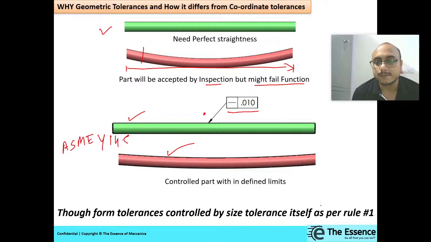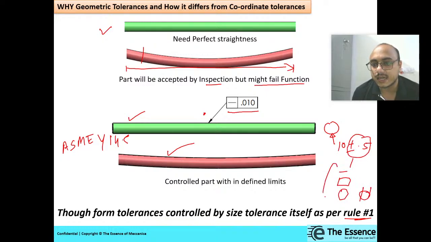ASME Y14.5 says that as per Rule 1, the size tolerance controls the form tolerances. So suppose the diameter is given as 10 plus or minus 0.5. This 0.5 itself controls straightness, flatness, circularity and cylindricity. These are form tolerances, controlled by the size tolerance itself. But if someone is not following this ASME standard, he might manufacture this component, but it will fail in function. That is why geometric dimensioning and tolerancing is used.